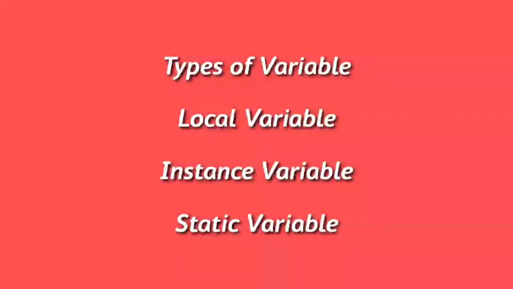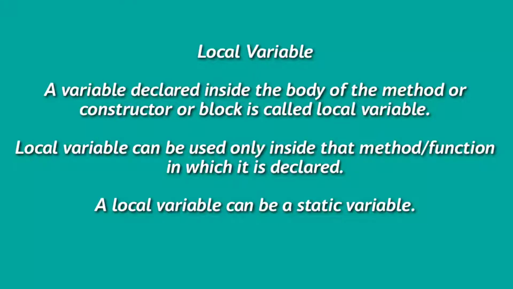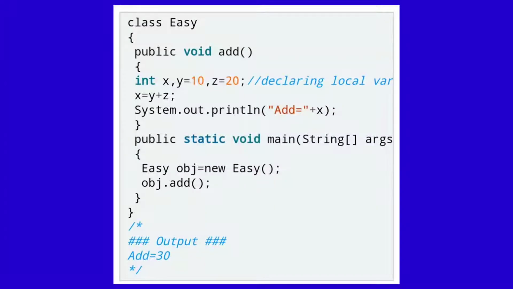Types of variable: local variable, instance variable, static variable. Local variable. A variable declared inside the body of a method, constructor or block is called a local variable. A local variable can be used only inside that method or function in which it is declared. A local variable cannot be a static variable. Example of local variable.